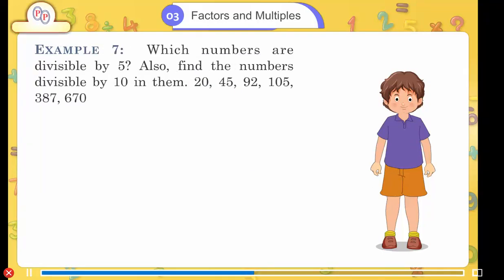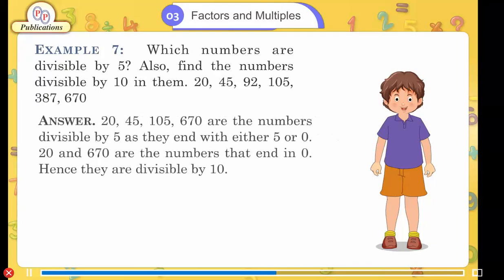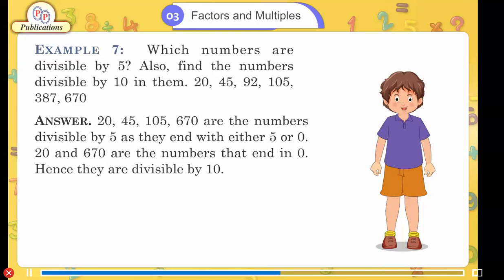Example 7. Which numbers are divisible by 5? Also, find the numbers divisible by 10 in them. 20, 45, 92, 105, 387, 670. Answer: 20, 45, 105, 670 are the numbers divisible by 5 as they end with either 5 or 0. 20 and 670 are the numbers that end in 0. Hence, they are divisible by 10.